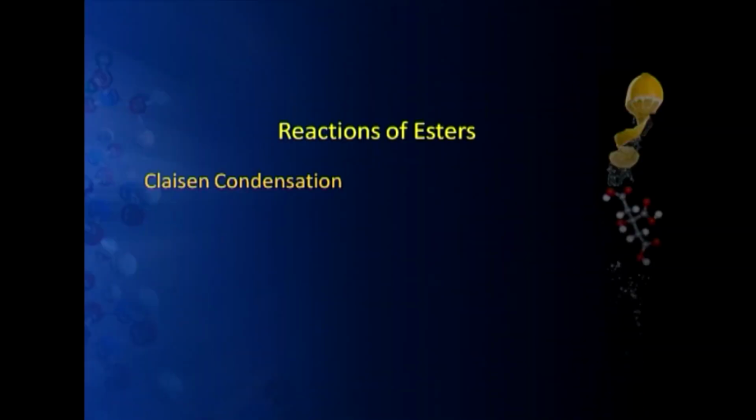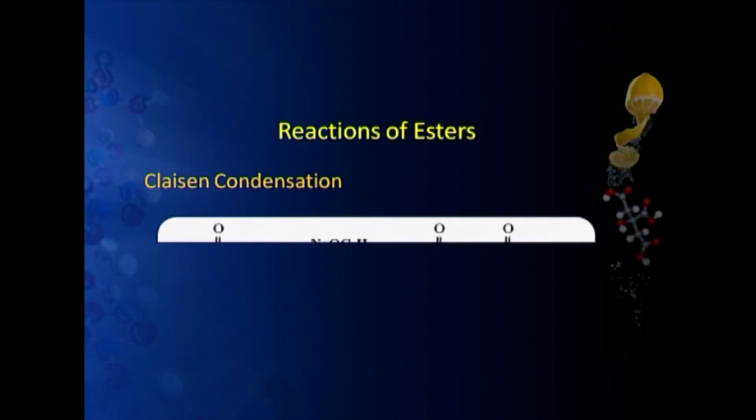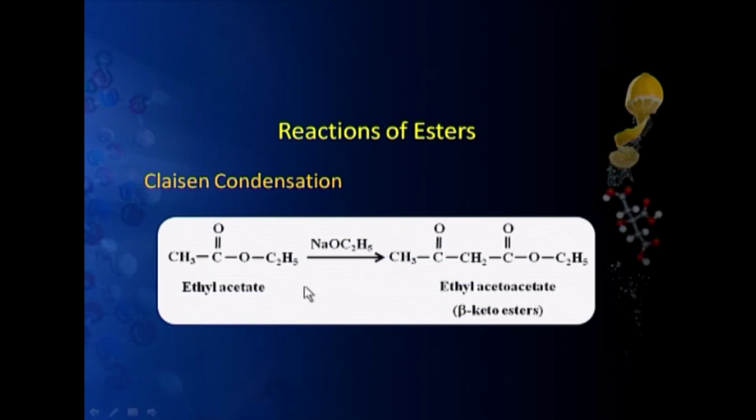Claisen condensation is related to aldol condensation. We have discussed aldol condensation in aldehydes, and it is given by those aldehydes and ketones which have alpha hydrogen. This Claisen condensation is also given by those esters which have alpha hydrogen. The reaction involves treatment with a strong base like sodium ethoxide, sodium alkoxides are used. Ethyl acetate, when treated with sodium ethoxide, gives ethyl acetoacetate. In this reaction, beta keto esters are formed.